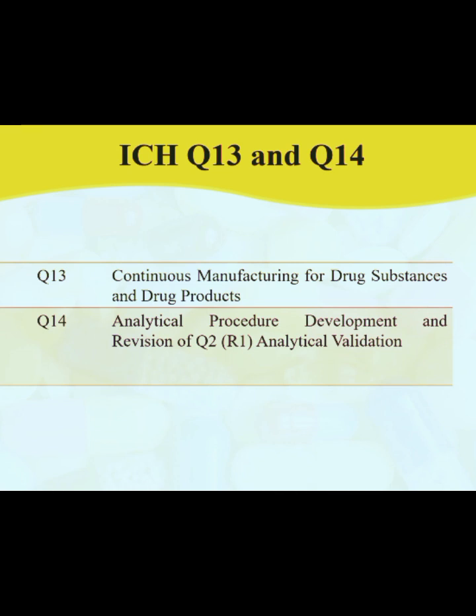And the next, finally, Q13 and 14. Q13, it deals with continuous manufacturing for drug substances and drug products. And Q14 deals with analytical procedure development and revision of Q2R1 analytical validation. Q14 mainly deals with analytical procedure development, whereas analytical validation is done by QA. And Q14 also deals with revision of Q2R1 analytical validation. By this, we complete the quality guidelines. A brief note of quality guidelines, ICH quality guidelines.